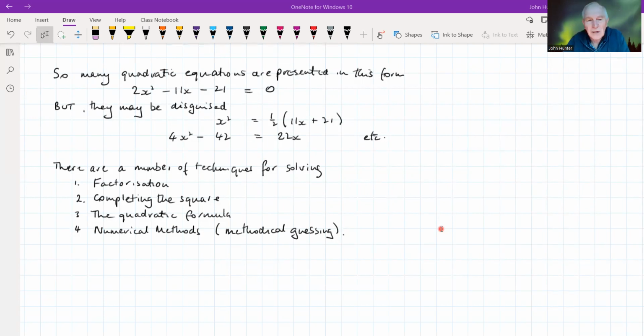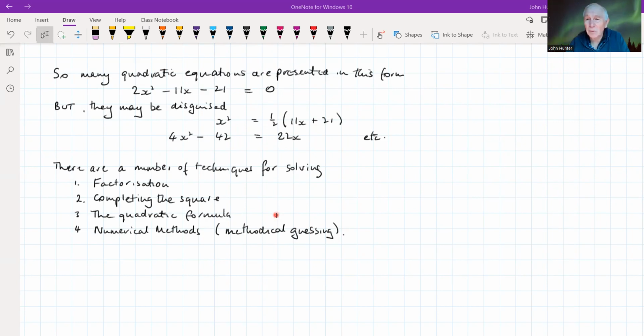Now we've got a number of techniques for solving them, including factorization. If you've done any sort of factorization of linear terms, then you know this shouldn't be too complicated for you. Completing the square is a good one. The quadratic formula, yes, we have a formula for solving quadratic equations, and it almost seems too good to be true, doesn't it? We can just plug some numbers in and it gives us the answer.